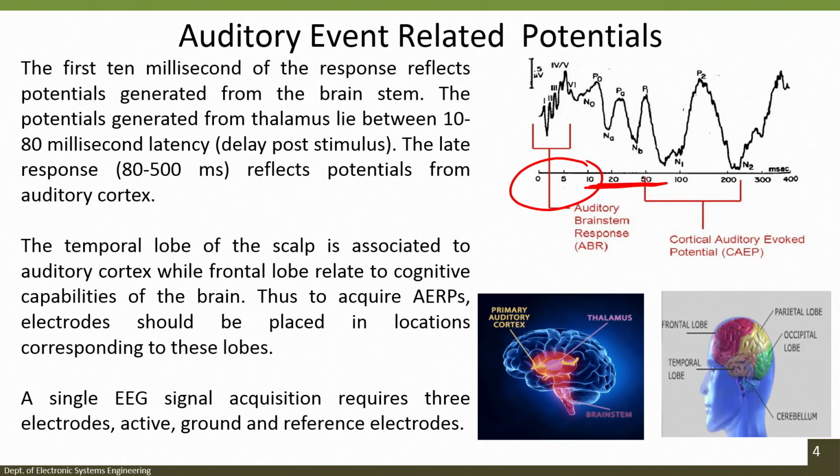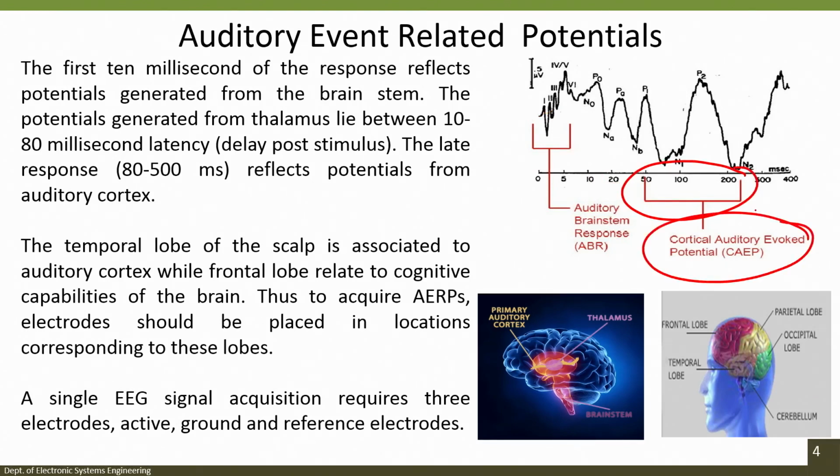So, this is how the EEG is seen, where the auditory brainstem response, called ABR, is measured only from the first 5 milliseconds, while the cortical auditory evoked potentials, called CAEP, are measured from 50 to 200 milliseconds.